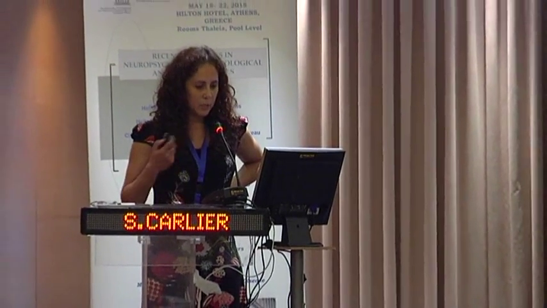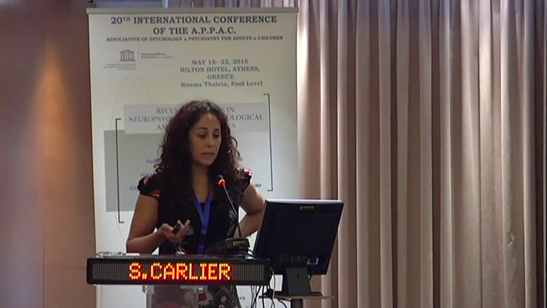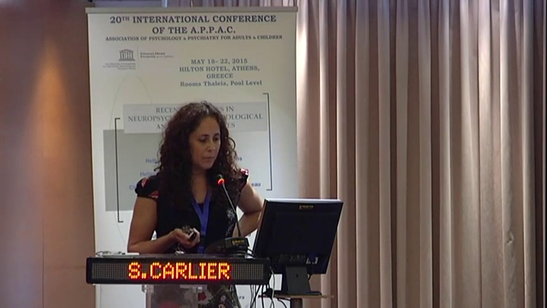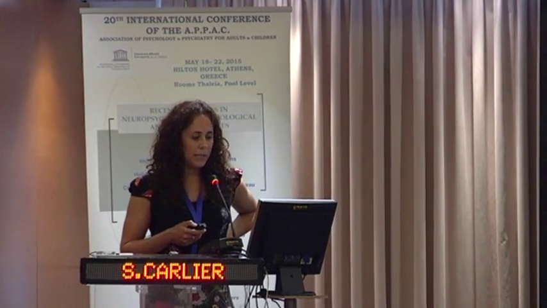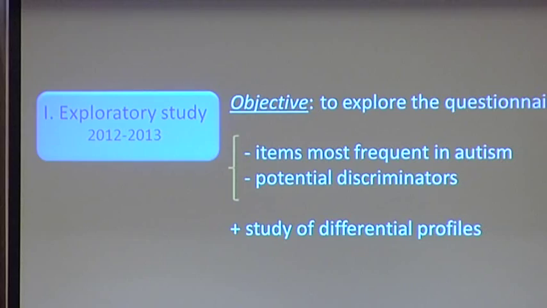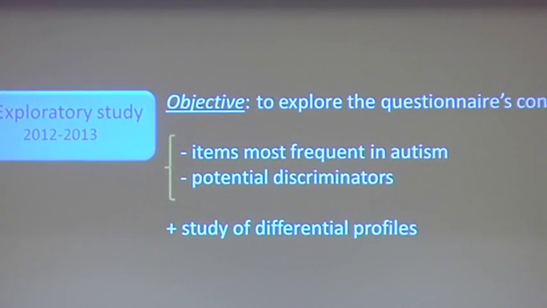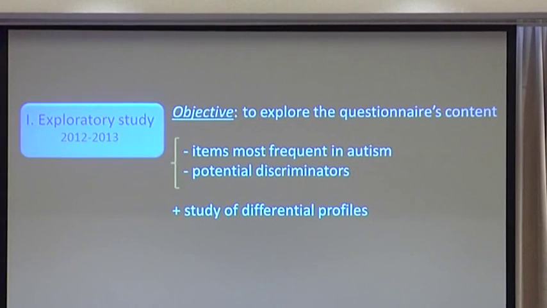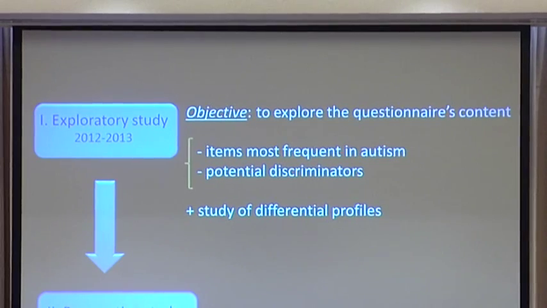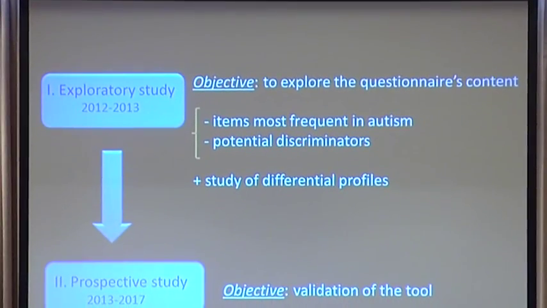So the research process, it's in fact the exploratory study. The aim was to explore the questionnaire's content. I mean, where we write in setting all those items in the questionnaire. We wanted to check the items most frequent in autism and potential discriminators between autistic children and non-autistic children. So it's not a screening tool designed to say it may be mental health issue or language impairment. It's autism versus non-autism. And I'm going also to present a differential profile of all the samples. And we have a prospective study which is now going on, which is the real validation phase of the tool.